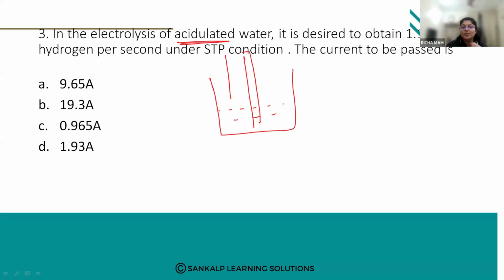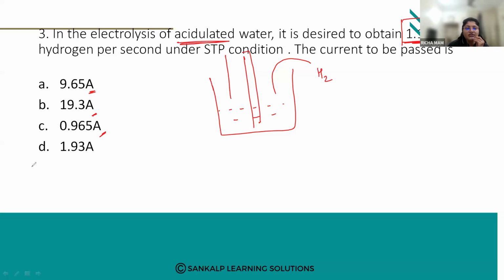So it is desired to obtain 1.12 cc of hydrogen per second. From this electrolysis of water, they are removing hydrogen. The condition is that 1.12 cc or ml of hydrogen is to be removed per second. So how much current has to be passed? A is 9.65, B is 19.3, where A is nothing but ampere. So these are the different current values to be passed. Now, how are you going to solve this particular question?